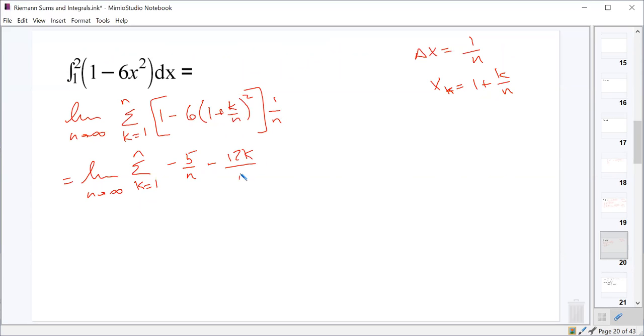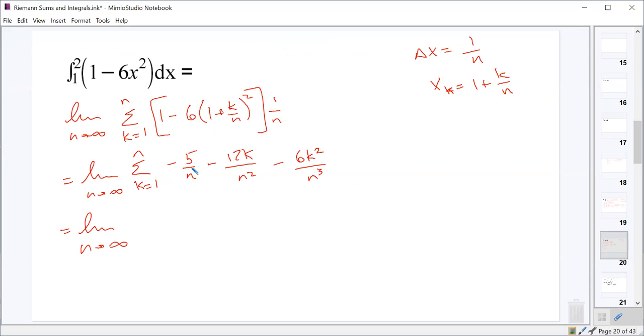Everybody good with that term? Yeah. And then the last one, the k over n times the k over n, within the 1 plus k over n squared is k squared over n squared. So minus 6k squared over n squared and minus 6k squared over n cubed as we distribute the 1 over n through it also. Everyone feel okay with that? Yeah.